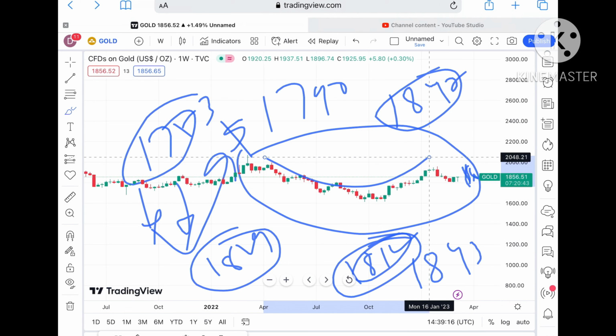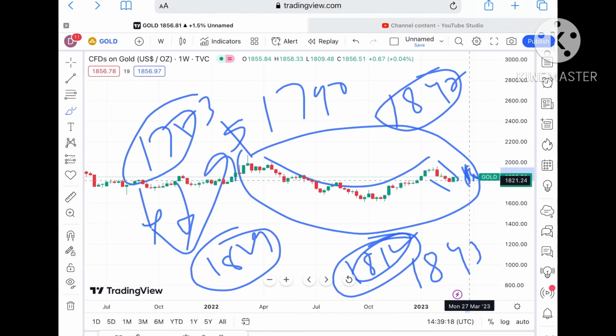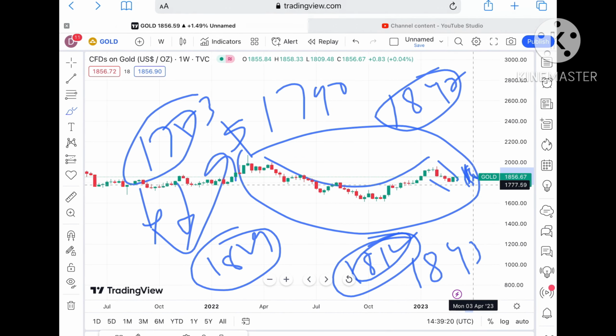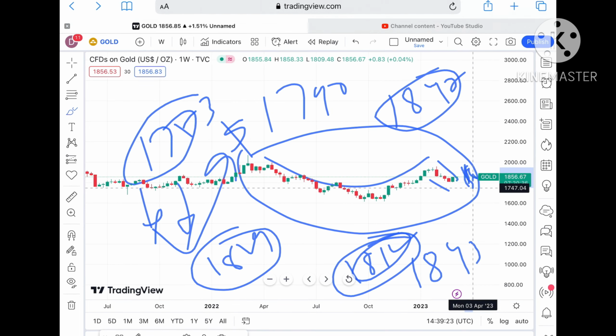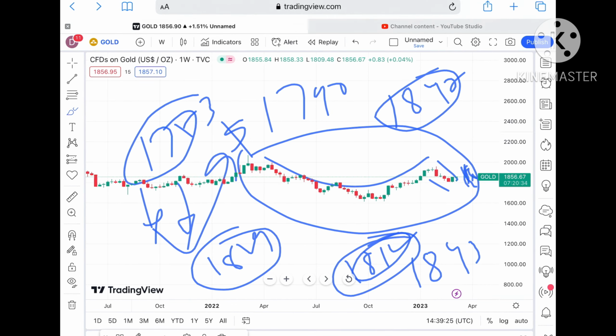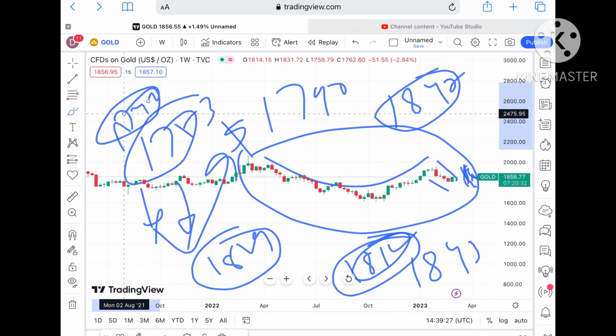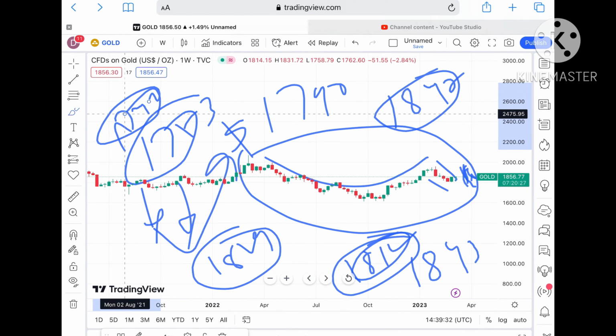Keep this in mind. Once it starts breaking this zone and falls below a level of 1773, then chances of going further low are there, and the next support we can see coming at around 1742, and then further low. If the price falls below 1750, I'll make another video explaining where it can go.